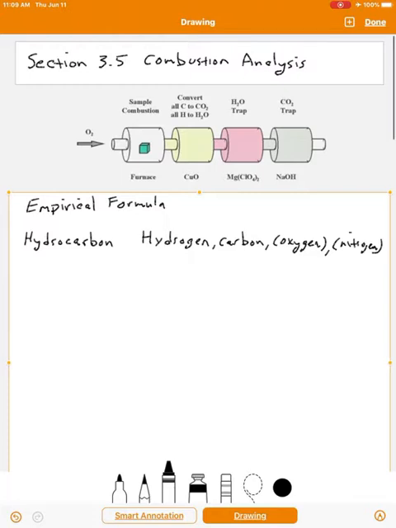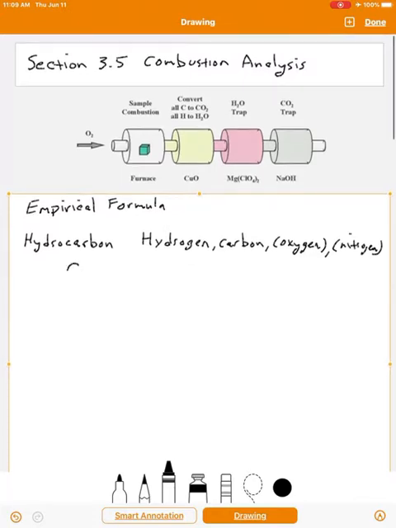Now, as we saw in the previous section, if we take a compound such as this one right here, C6H6, this is called benzene. Benzene has a formula C6H6. What that tells us is that there are 6 carbon atoms and 6 hydrogen atoms in the molecule.